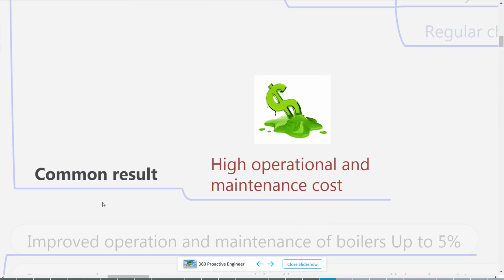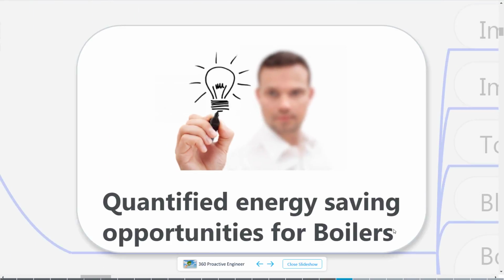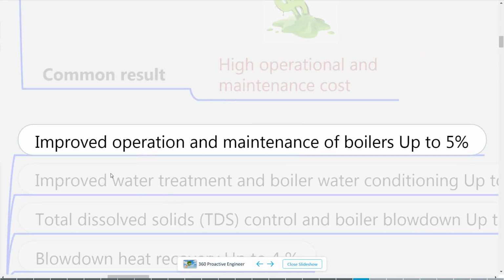As we have seen, there is a common result for all those problems, which is higher operation and maintenance cost, and we want to avoid this as much as we can. The last part of our video will be talking about the quantified energy saving opportunities for the boilers. So we want to mention quickly where the opportunities are where we can save energy.